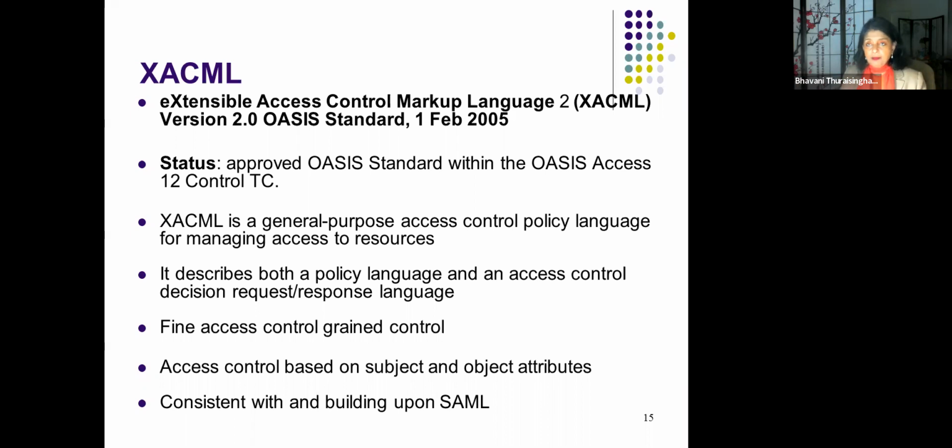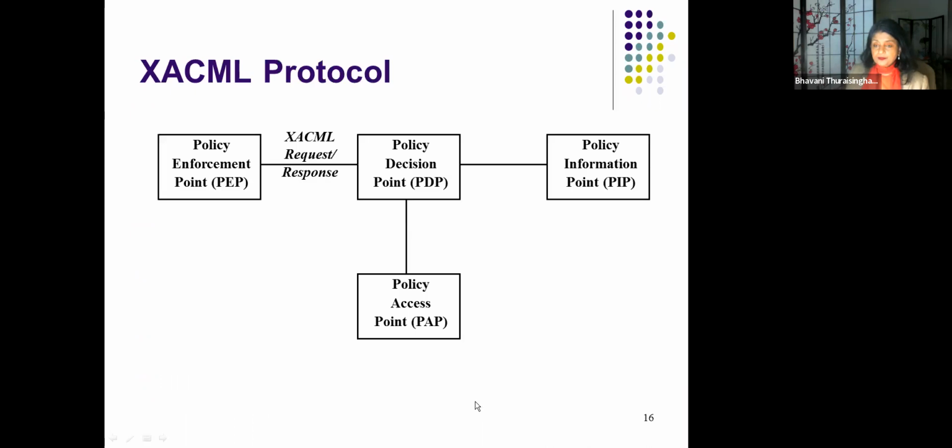And then depending on my attributes, the object attributes, access is granted. You can build it on another standard technology, SAML, Security Assertion Markup Language. So my assertions about my credentials are specified in SAML. Okay, so the XACML protocol has four major modules, starting with the policy enforcement point.